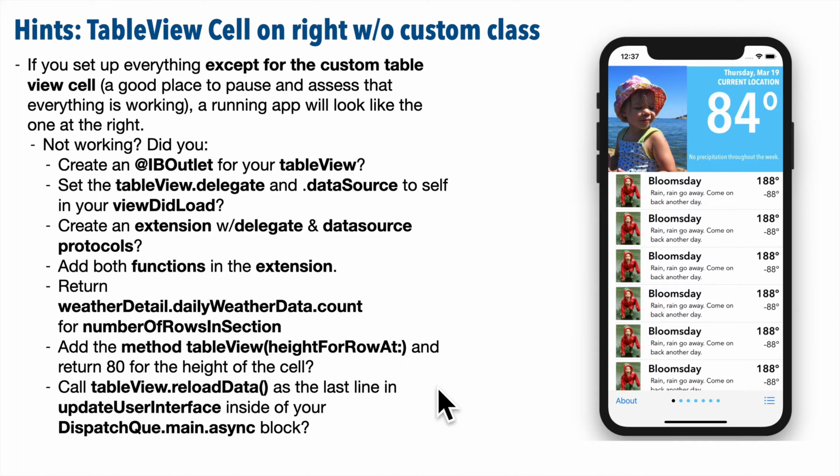And also, this is an easy one to overlook. Did you call the tableView.reloadData method inside of updateUserInterface right at the end of your DispatchQueue.main.async? If you don't do this, after you get your data, you've never reloaded your table view cells, so none of that data that you got is going to show in your table view.